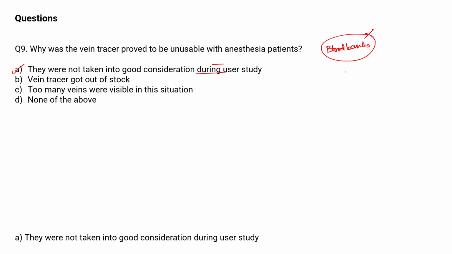So the other user groups got added eventually, and like the professor also mentions, you get deviated when you are going with the flow. So they got anesthesia patients as well, and then a user group of pediatric patients as well, but their prime area was people in the blood banks. So in their study, they did not take good consideration of this particular use case of anesthesia patients. And that's where the correct answer is option A.